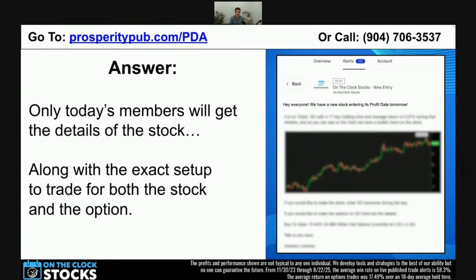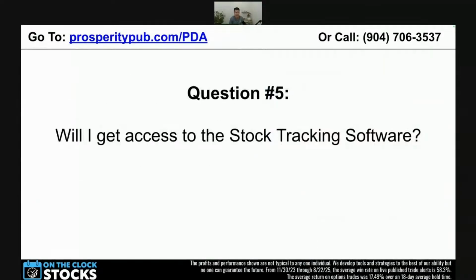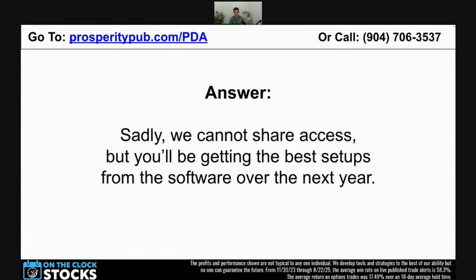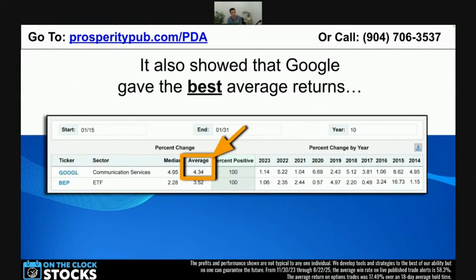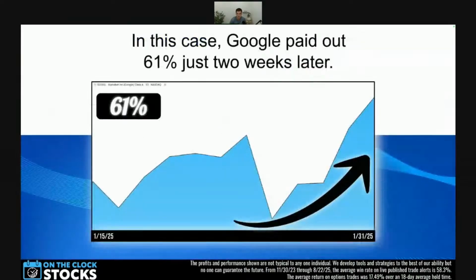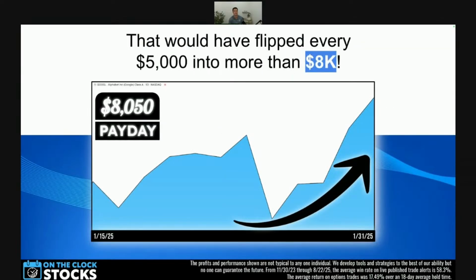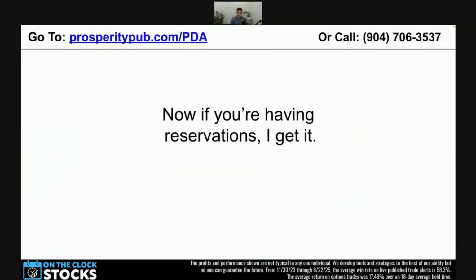What's the next pick? Well, only today's members will get the details of the stock along with the exact setup to trade for the stock and option. Will I get access to the stock tracking software? Well, sadly, we can't share access to that, but you'll be getting the best setups from the software over the next year. Like we saw with Google right here, January 15th. Great average return. I sent out the alert like I always do, and 61% return on investment there. That would have flipped $5,000 into $8,000.